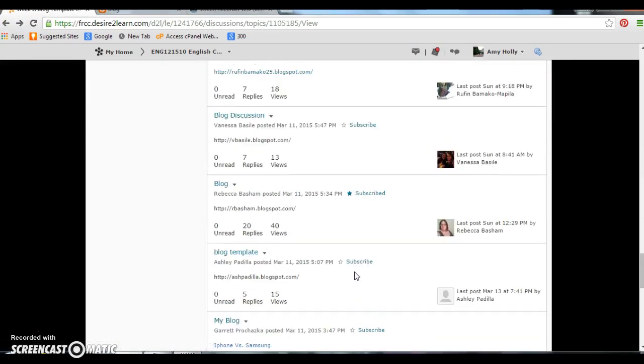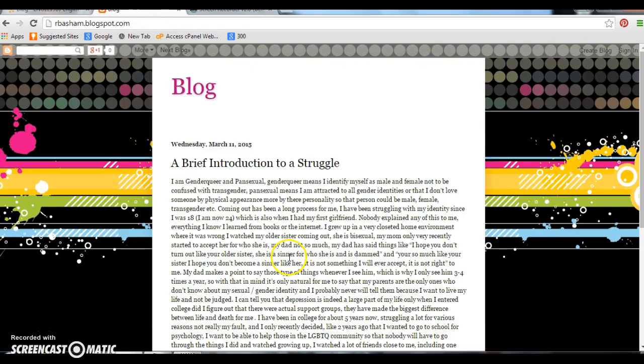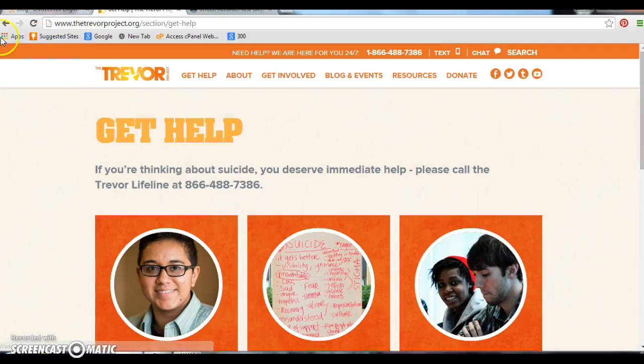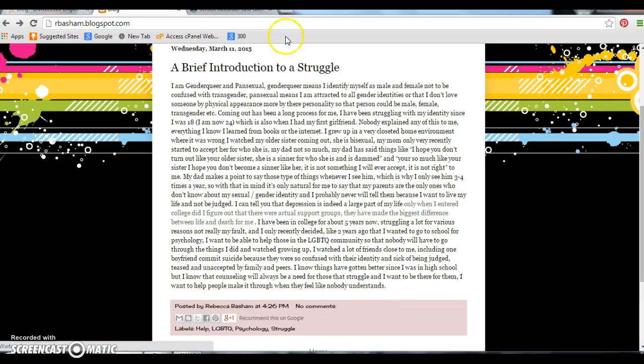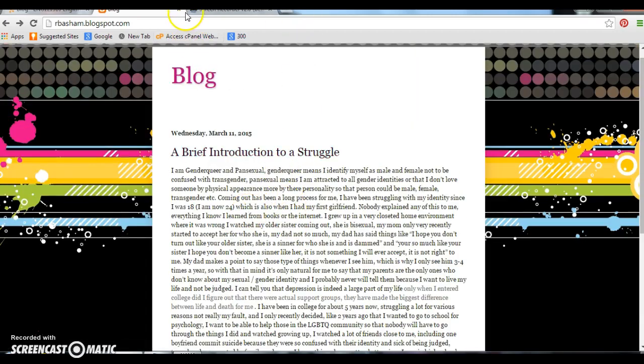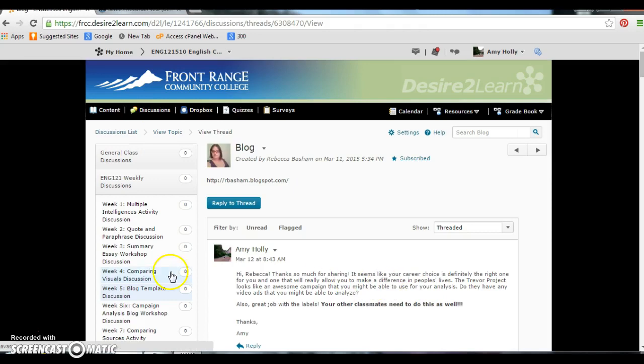Okay, and then the last one that I wanted to show you here is Rebecca's. I wanted to pull hers out because she also did a really good job with the labels. So let's look at that one. You can see she's got a background, she's got a header and a title. One thing that I noticed was that it was kind of difficult to tell where her link was embedded here. There is a link, but there's not a different color for that text until you hover over it, so that might be just one really nitpicky suggestion I would have. But again, really good job with the labels: help, LGBTQ, psychology, struggle, which is what she's writing about. So I just wanted to pull those out as good examples of everything that I was asking you guys to do here in the instructions.